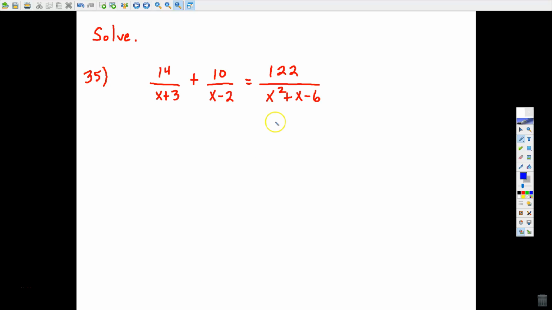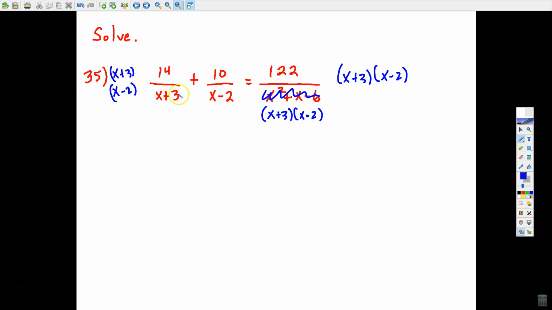Okay, now this is an equation we're trying to solve, and we're going to do this by clearing these denominators. So we need to know what the lowest common denominator is. And when we find that, we're going to multiply by that on both sides. So the lowest common denominator is going to be x plus 3 times x minus 2. I'm multiplying by that on both sides.